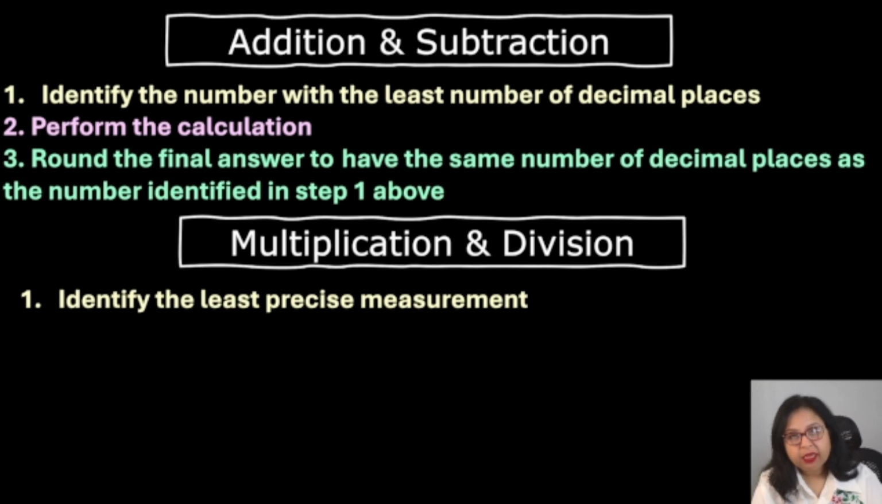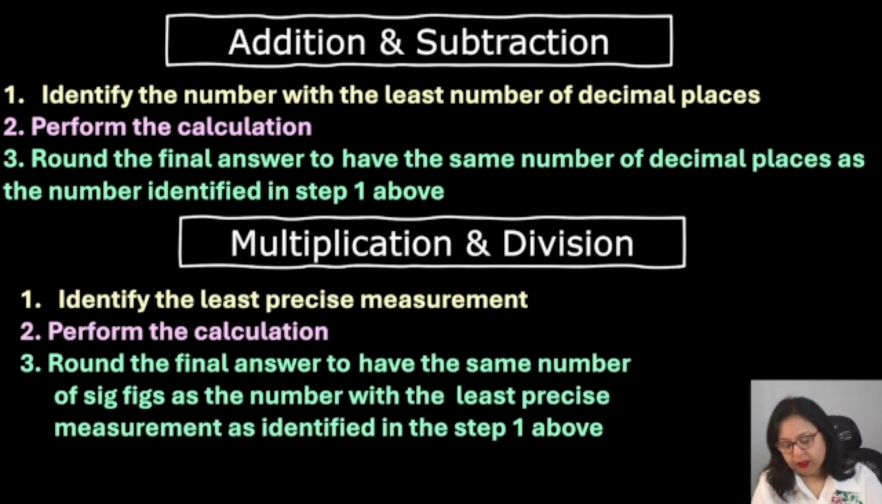Next, for multiplication and division. Identify the number with the least number of significant figures. Perform the calculation. Lastly, round off to the same number of significant digits as are in the number identified in step 1. Alright, so now we know these rules. The rules are similar but yet different.